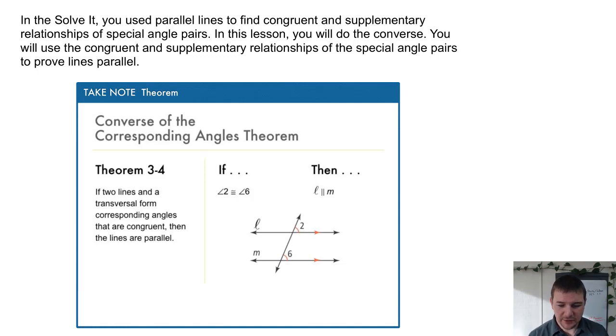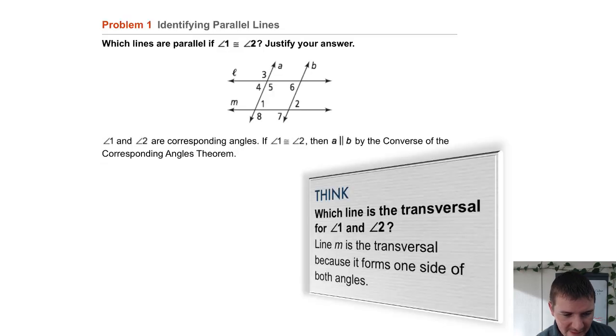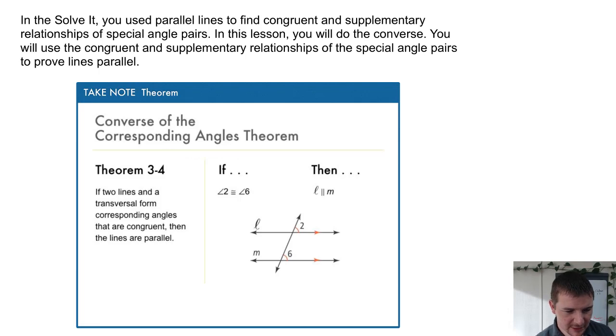Make sure you add this to your notes. It says if two lines and a transversal form corresponding angles that are congruent, then the lines are parallel. An example here. Imagine we didn't have this information. Let me go back a touch. There we go. So we didn't know that these two were parallel yet. But if we're told that angle 2 and angle 6 are congruent, like we are told here, then we know that lines L and M are parallel. So again, just working in the opposite direction from the last lesson.